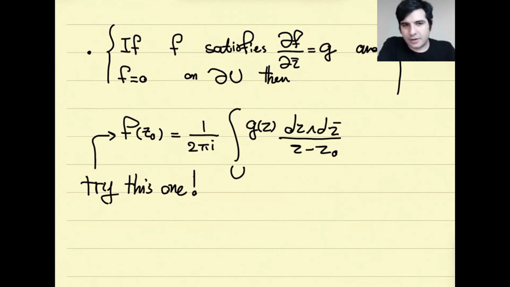I have a formula for f. I just define the function f by this formula, and I just plug that into this equation. So I have a definition for f. I just take its derivative with respect to z bar. And then I can see this is indeed equal to g.